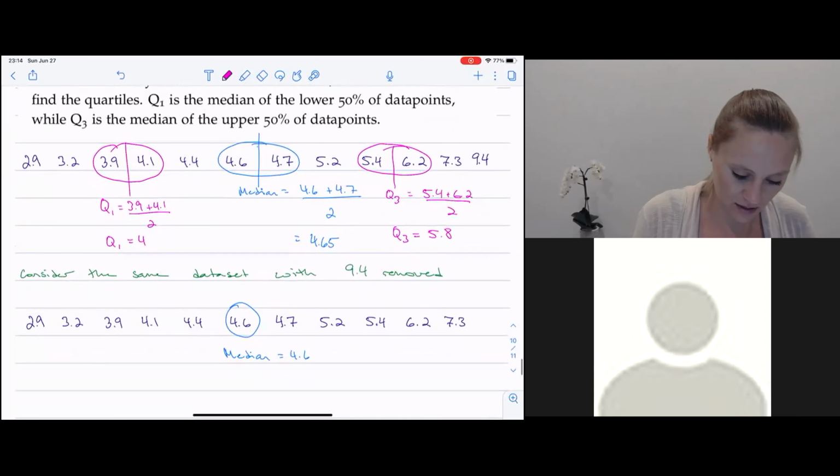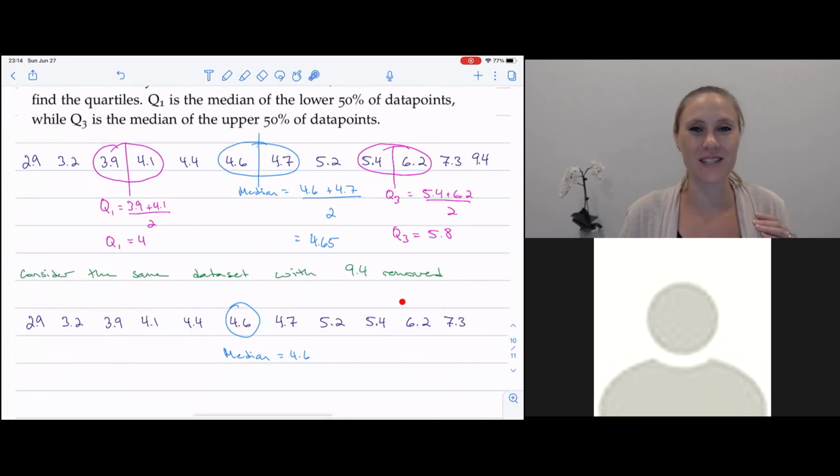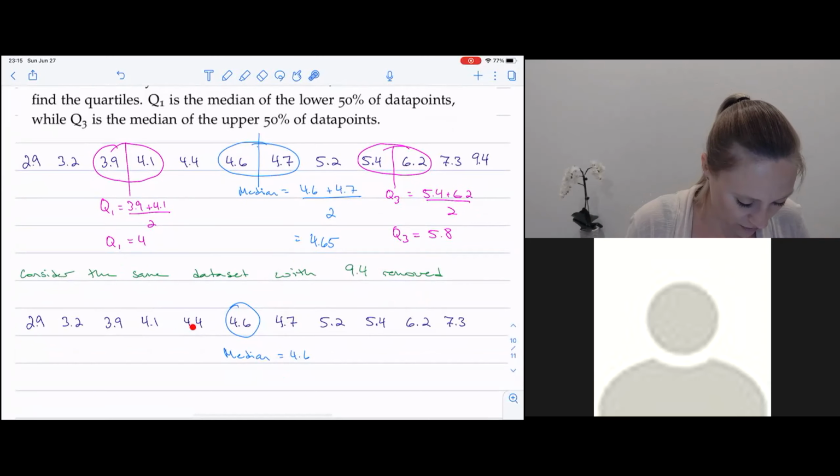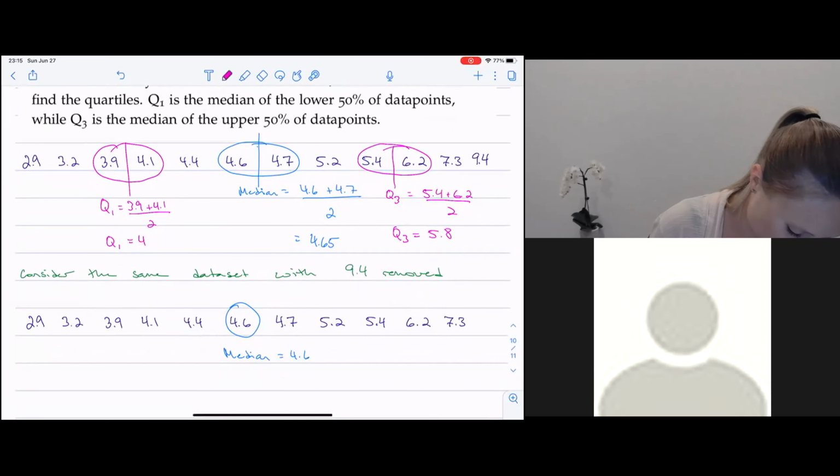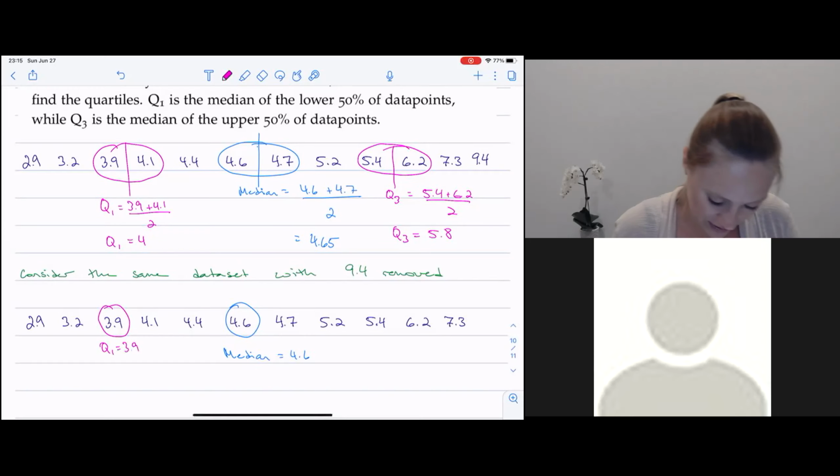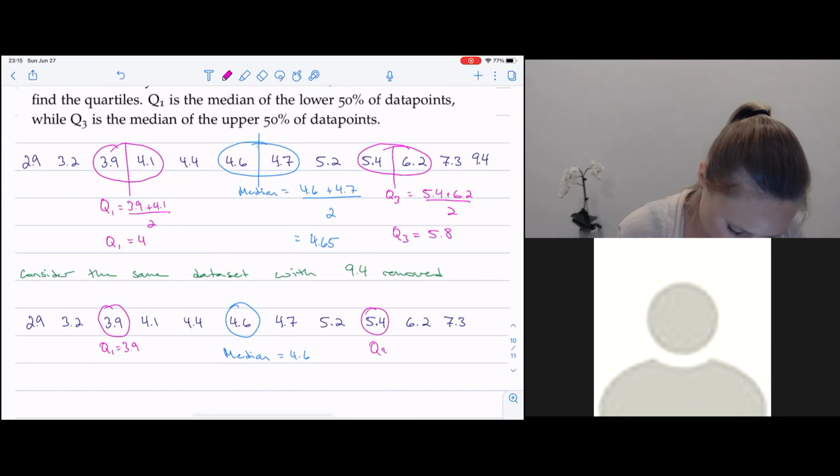Whereas now, if we consider this altered data set where we removed the last point, now I've used 4.6 as my median, and so my booping would start at 4.4 or 4.7 depending on which way I'm going. So if I boop my way in here, I land on Q1 equals 3.9. And same thing here, I boop, boop, Q3 is 5.4.